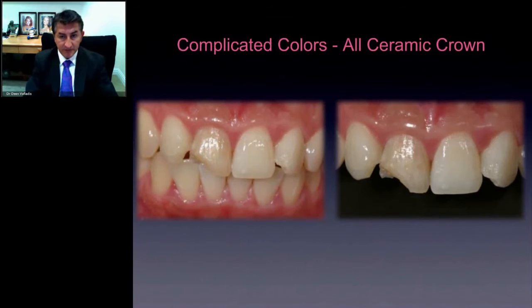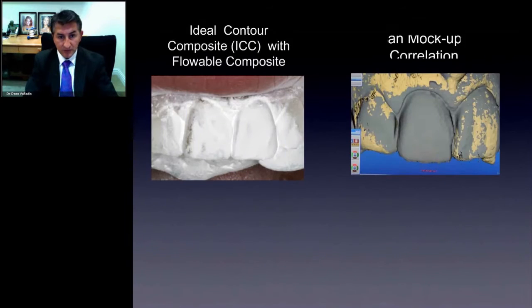So let's take a look at our first anterior restoration, one of our first that we did. When we get that complicated color, we see this patient had a car accident, and her laterals have been chipped, and her central has been chipped more to the point where we can't just do a bonded restoration. So we basically do an ideal contoured composite. What that is, is a buildup of composite.